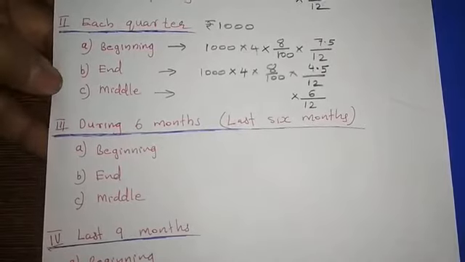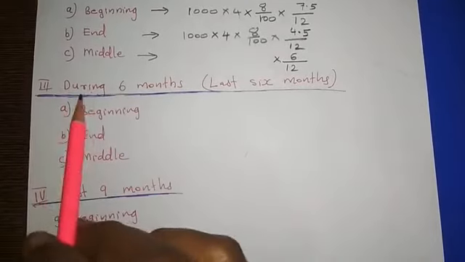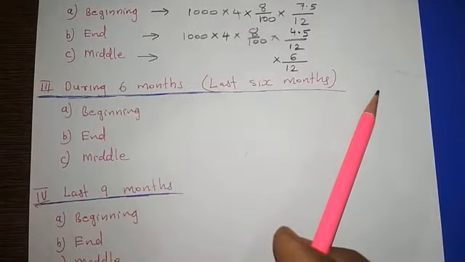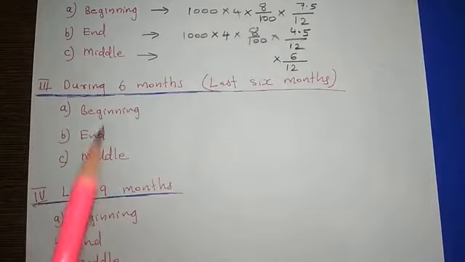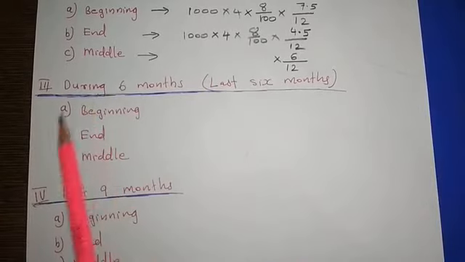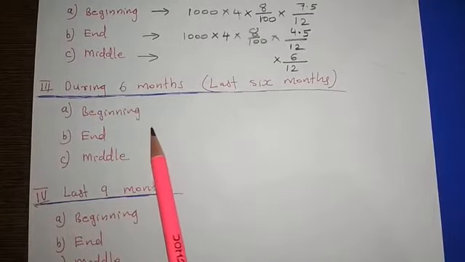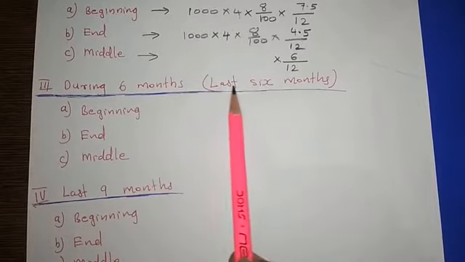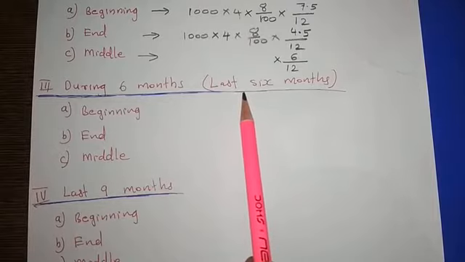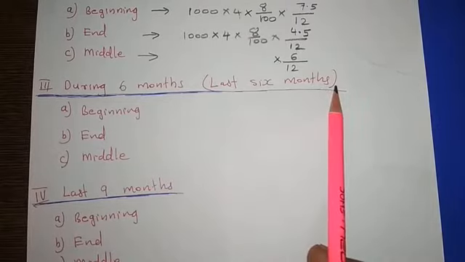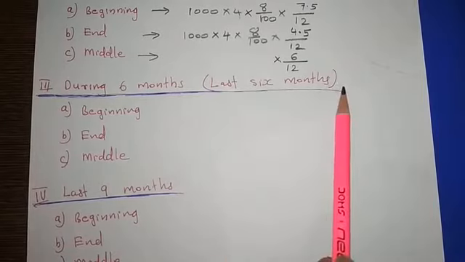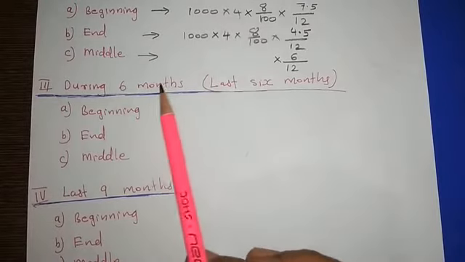Then it is not completed. Another type of question, the third one, is during 6 months or last 6 months. Its meaning is, suppose the businessman closed his books after 6 months, then these cases are coming. Otherwise, the businessman is closing his books after 12 months, but he is making the drawing in the last 6 months only. In the first 6 months there are no drawings; in the last 6 months he is withdrawing. So two cases we are considering under this heading.